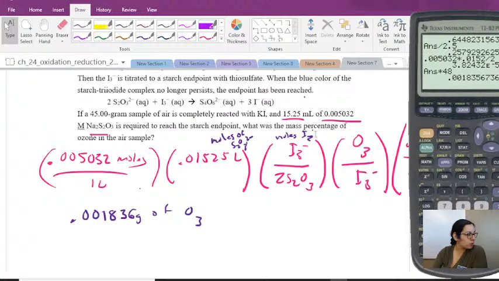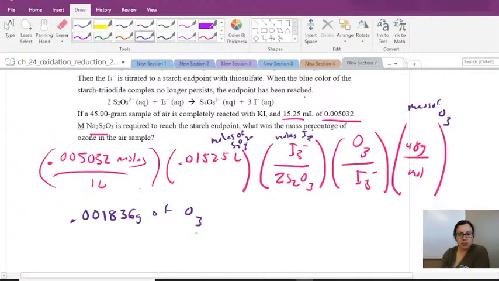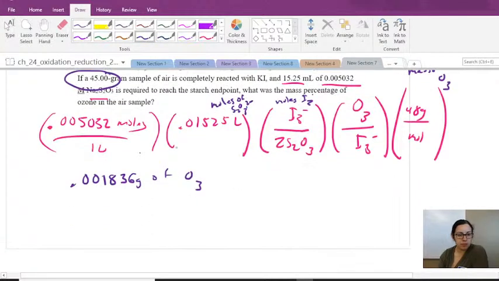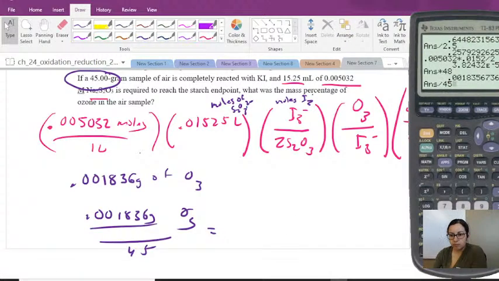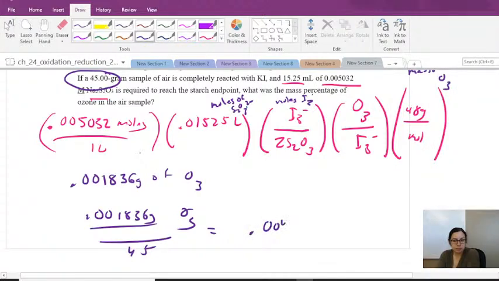And then the last bit, so what's the mass percentage? So then we just have to take this number and divide it by, so we have 45 gram sample, to get our percent. And so again, I expect a small number, so I get like 0.004% roughly. Excellent.